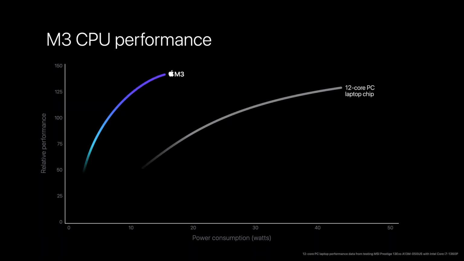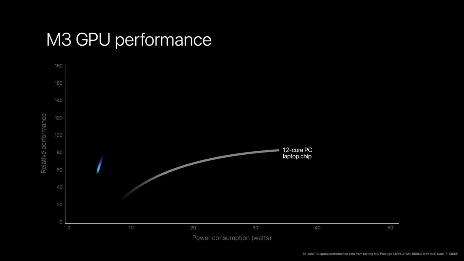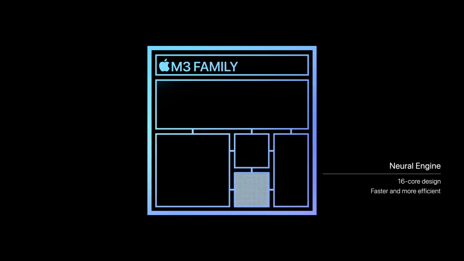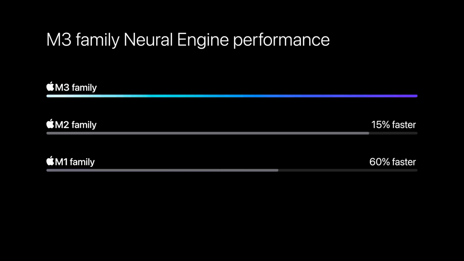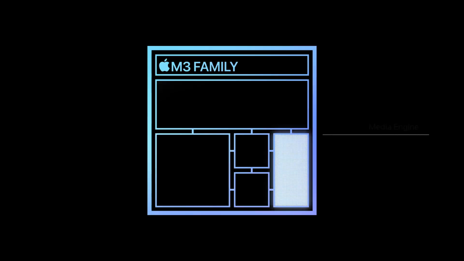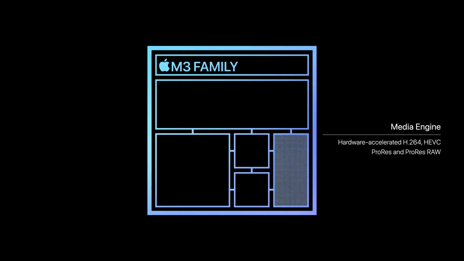When comparing the M3 to the most recent 12-core PC laptop chip, it achieves equivalent CPU performance with only a quarter of the power consumption. Additionally, in terms of GPU performance, it matches the performance of the mentioned chip while utilizing only 1/5 of the power. The M3 has a faster and more efficient neural engine. This neural engine performance is up to 60% faster than the M1 family. The M3 also has an advanced media engine for hardware acceleration, which enables power-efficient playback of streaming videos from YouTube, Netflix, and other services.